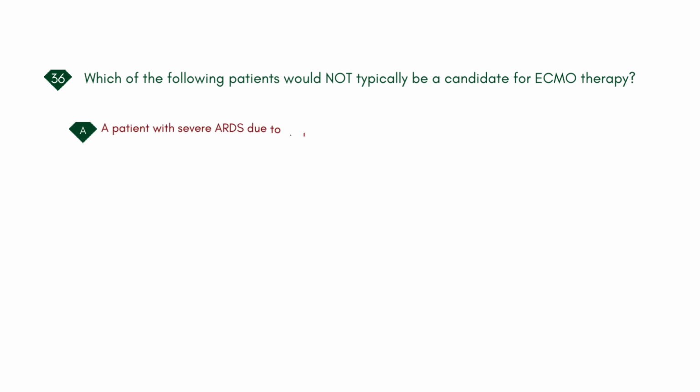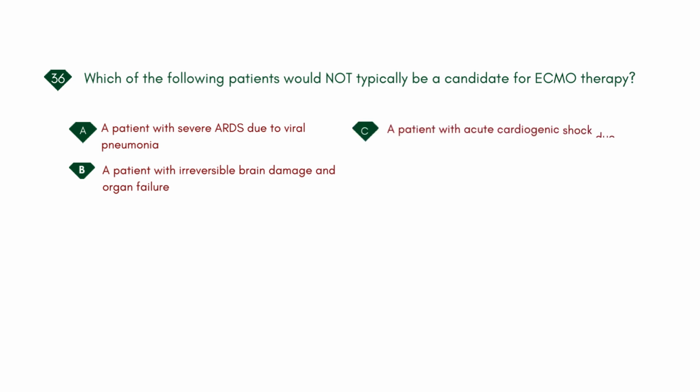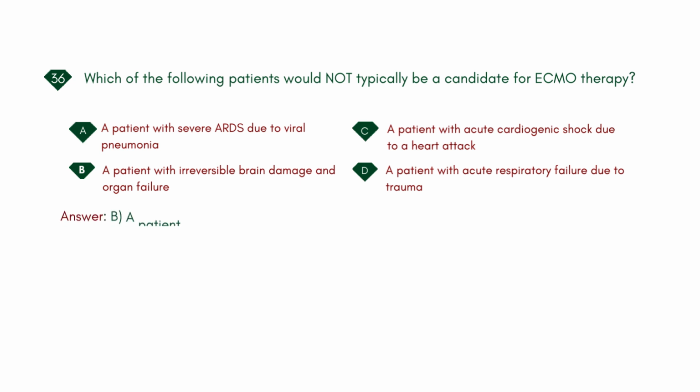A. A patient with severe ARDS due to viral pneumonia. B. A patient with irreversible brain damage and organ failure. C. A patient with acute cardiogenic shock due to a heart attack. D. A patient with acute respiratory failure due to trauma. Answer: B. A patient with irreversible brain damage and organ failure.